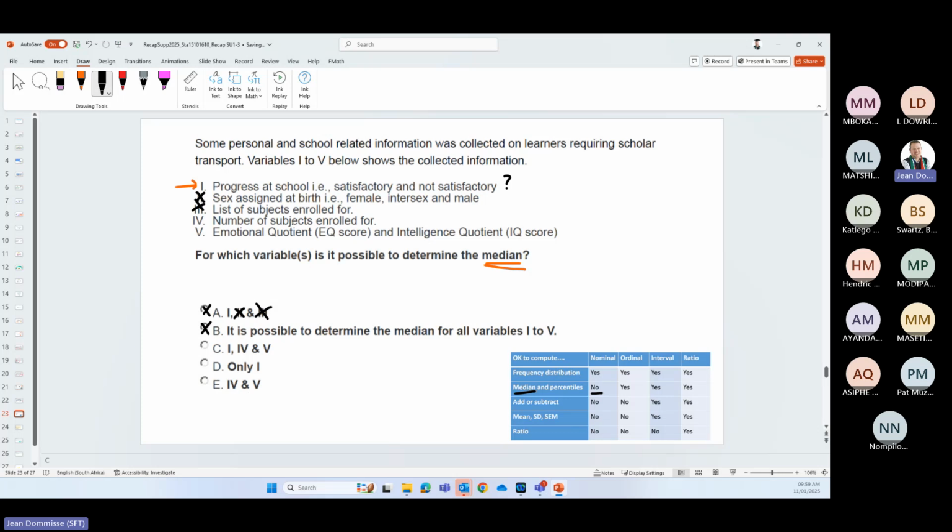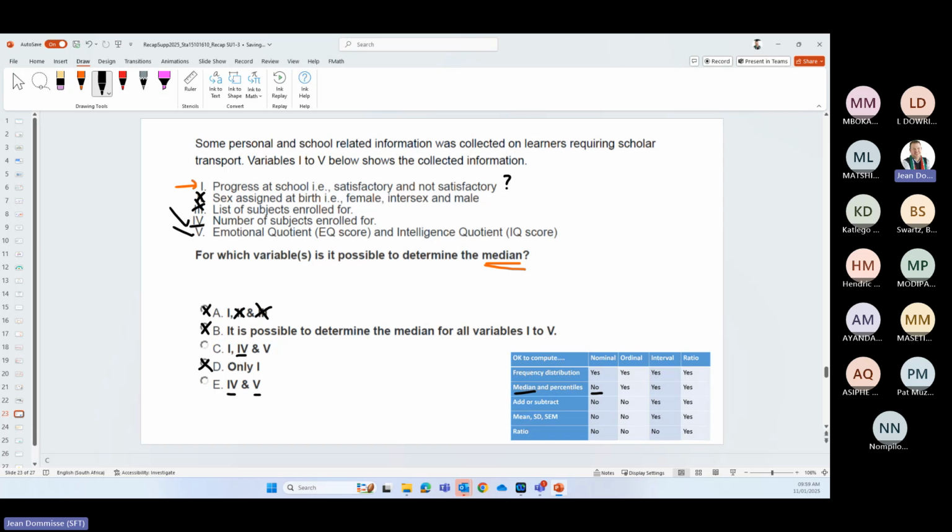Then number of subjects enrolled for. Okay, that now becomes a bit different because some of you are enrolled for 1, others 3, others 6, others 7. So we're now starting to go into interval. So yes, we can do 4. It's not that one. Emotional, and so that is all ratios. So definitely we can do that.